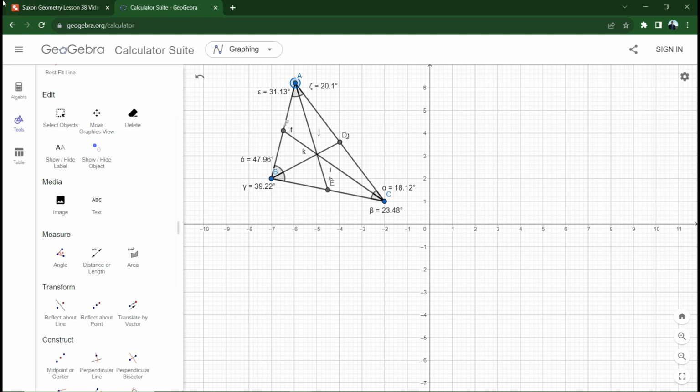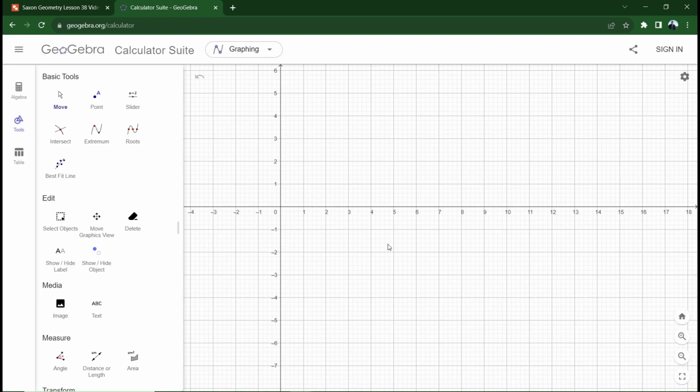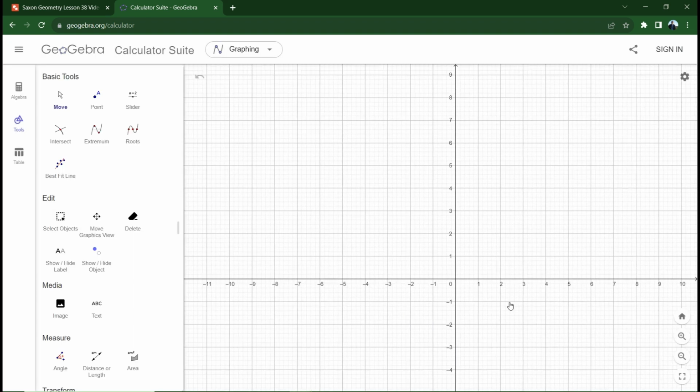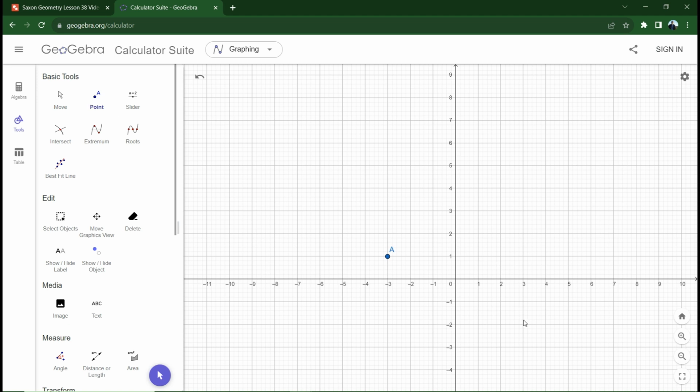So I'm going to clear what we have here. It's going to ask me if I want to save. I'm just going to discard because that's easy to make anyway. And we're going to put points in 3 places. So the 3 places we need points are -3, 1, bam. We need a point at 3, -2, bam. And then we need a third point at 2, 4, bam. There we go. All right, so I've got my 3 points.